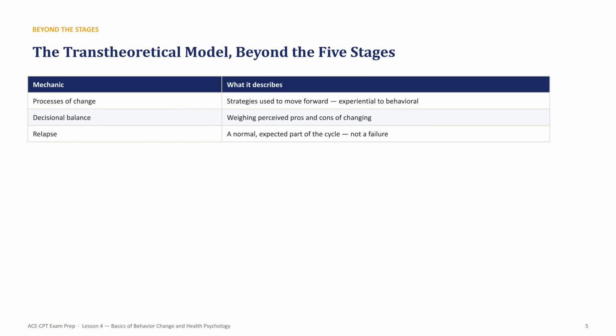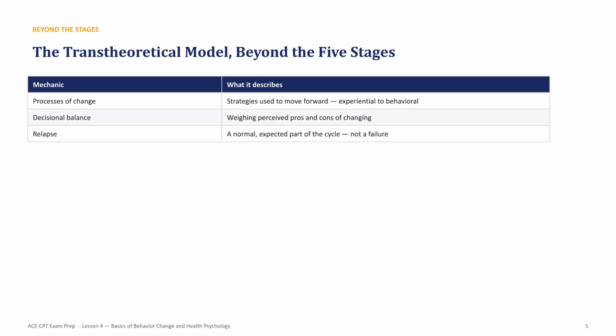You've probably already learned the 5 stages of the transtheoretical model: pre-contemplation, contemplation, preparation, action, and maintenance. This slide goes a layer deeper into the mechanics underneath those stages. Let's walk through the table. First, processes of change. These are the actual strategies a person uses to move forward from one stage to the next, ranging from experiential processes, like raising awareness, to more behavioral processes, like substituting healthier habits for unhealthy ones.